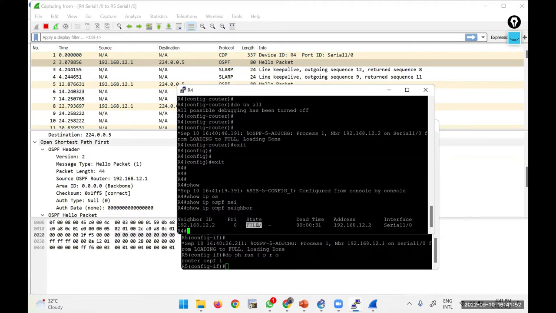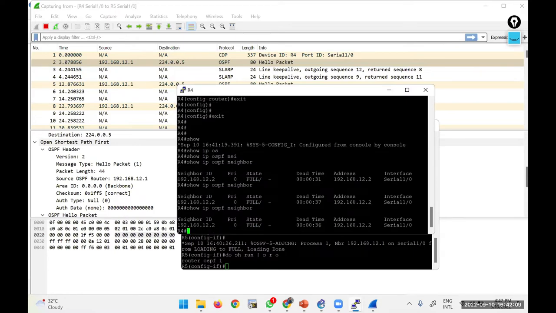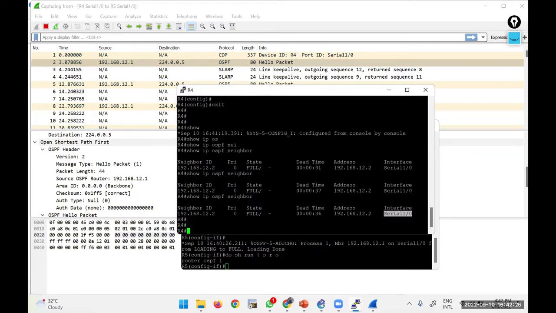What we are getting here, first is the neighbor ID, that is the router ID of the neighbor, and the state is full, and dead timer 31. If you check, the dead timer keeps changing, right? Because every time it gets the hello packets again, the timer resets. And this address is the neighbor's connected interface IP, and this is the serial interface where it's connected. So this is the neighborship.